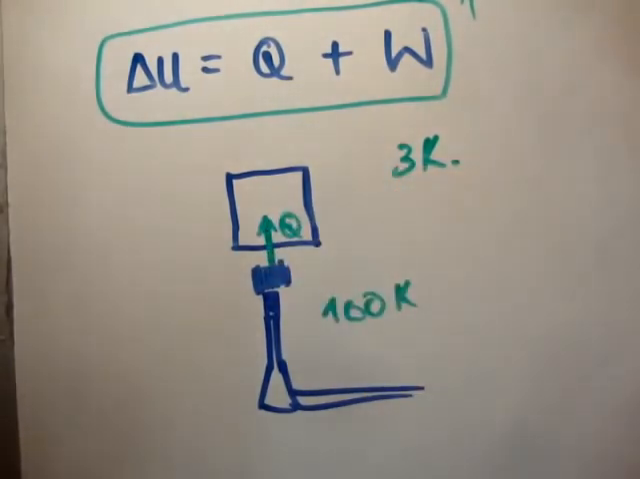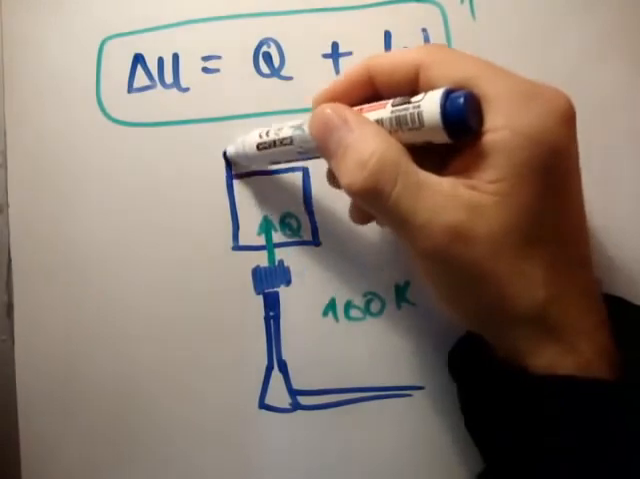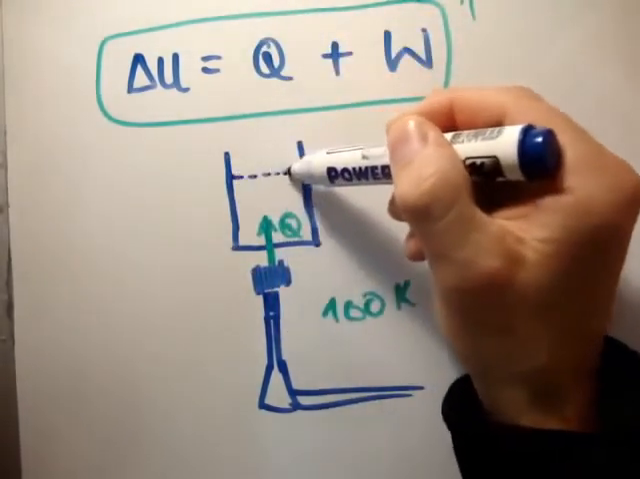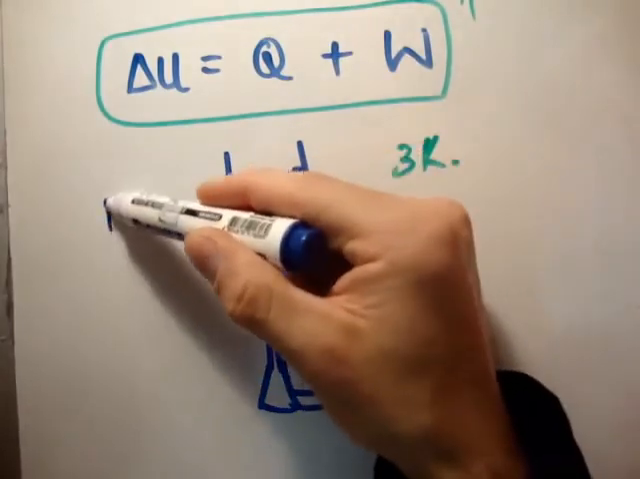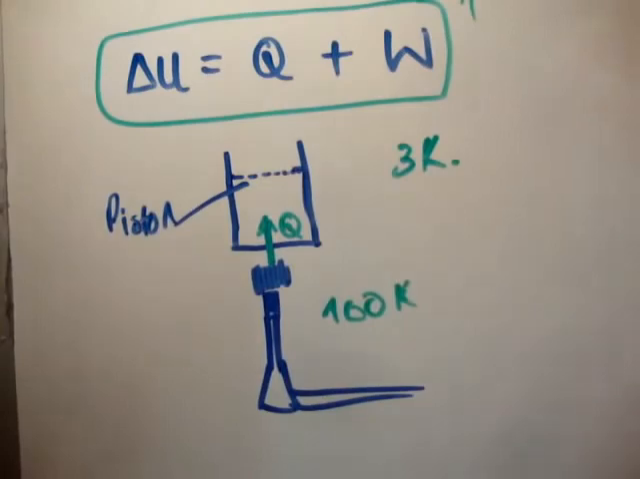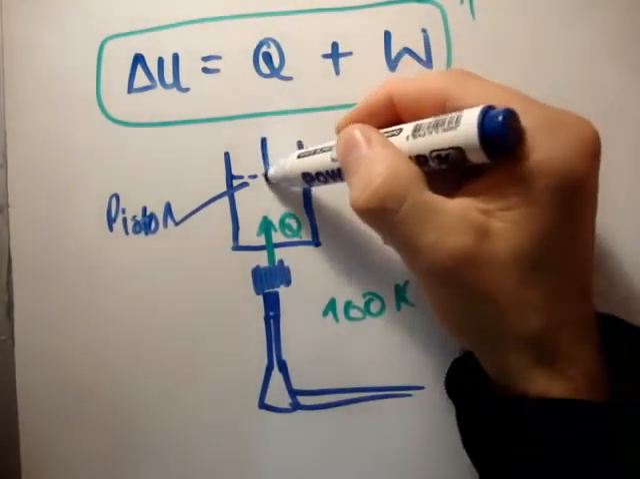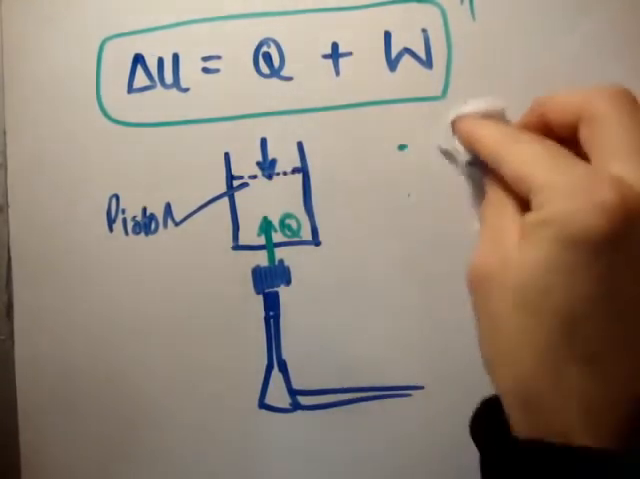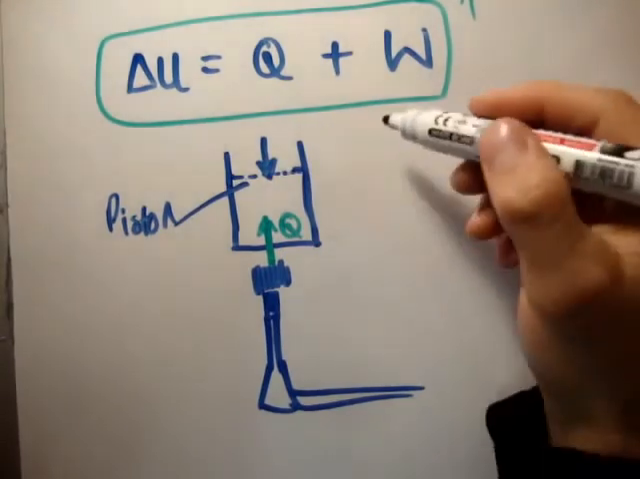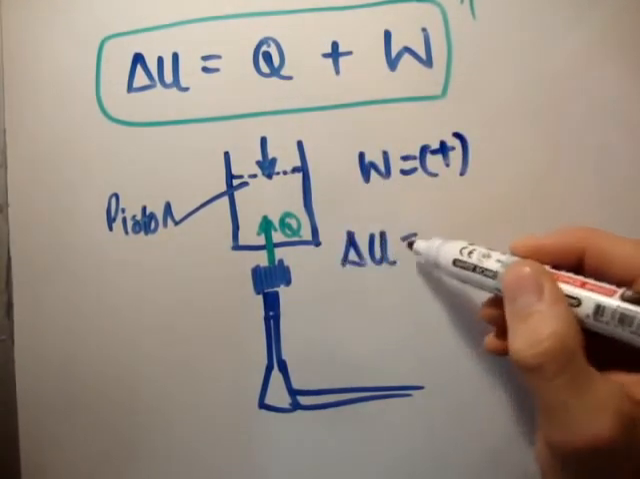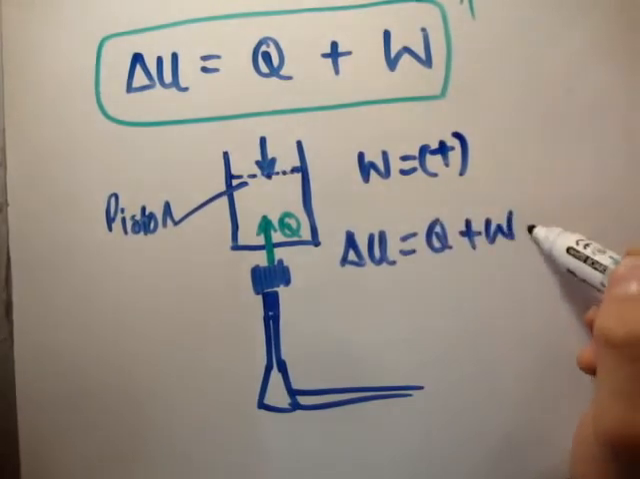Alright, now let's say my thermodynamic system is actually slightly larger, and what we have here is a piston. I'm going to dash the line and call it a piston. Now, let's say that I come along and I push my piston down. Let's talk about the work being done. The work is being done on my thermodynamic system by the piston, so in this case W is positive, and the change in internal energy is going to be Q plus W.